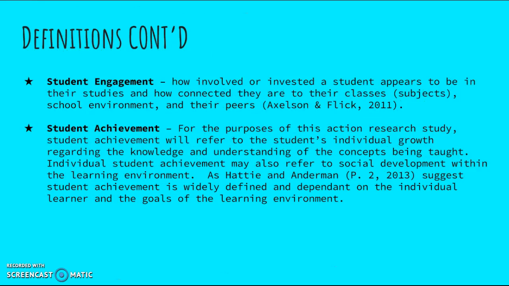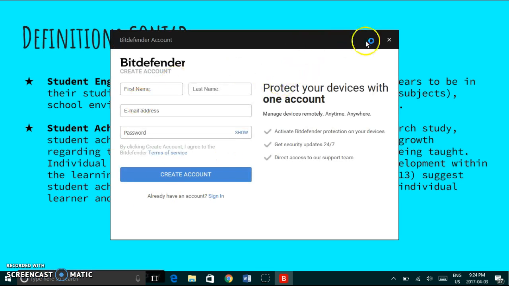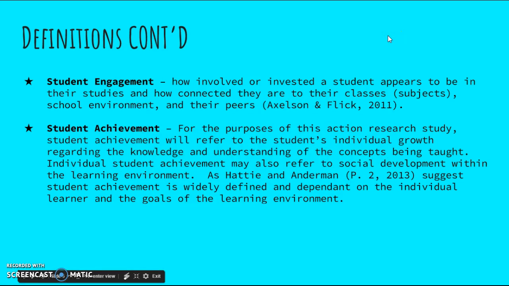The fourth is student engagement: how involved or invested a student appears to be in their work and how connected they are to their classes, subjects, school environment, and their peers.